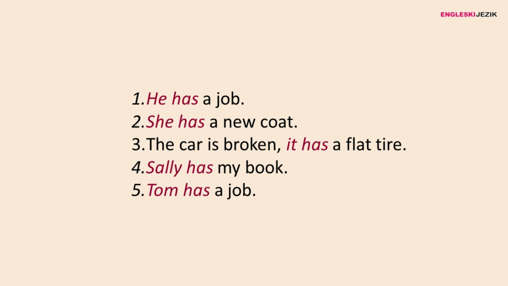Now we have to remember that the auxiliary verbs have and has are used when we are talking about the present perfect tense. So for example, he has a job is in the present perfect tense. We have he as the pronoun, we have has as the auxiliary verb, and we have the rest of the sentence. Therefore, she has a new coat. We see that this new coat belongs to her. She is the pronoun that we need, and has is the auxiliary verb that we need.